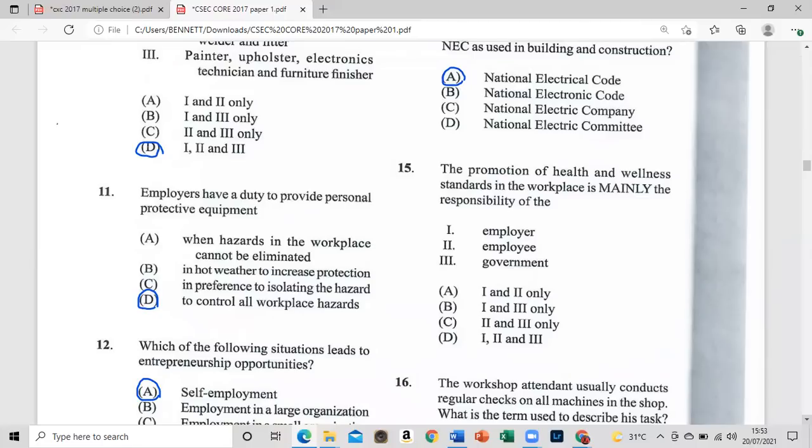What's not on that one? The promotion of health and wellness standard in the workplace is mainly the responsibility of, is it the employer, the employee, or the government? You tell these guys, the government couldn't care less about me and you. You can tell them that straight up. All right, so it's one and two, the employer and the employee. The government only comes in when something is wrong.